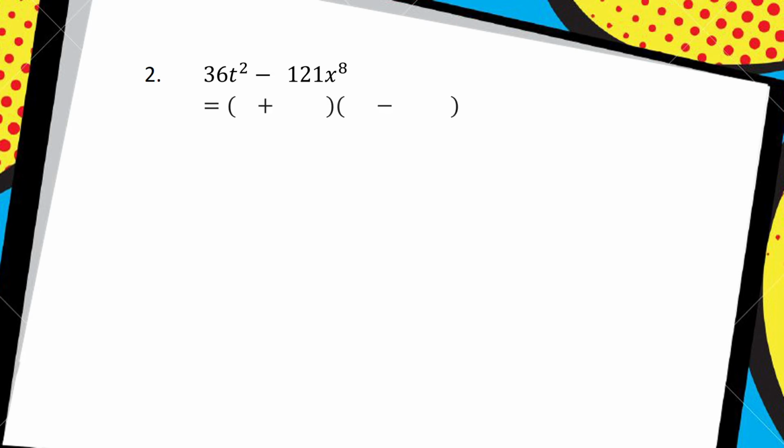Okay, so I'm going to open up my brackets. The one is going to be a positive bracket, the other one is going to be a negative bracket. And now I need to start square rooting. So the square root of 36t squared is 6t. And then the square root of 121x to the power of 8. So square root of 121 is 11. X to the power of 8 square rooted, I just halve the exponent, so I'm going to get 11x to the power of 4. And that's my final answer.